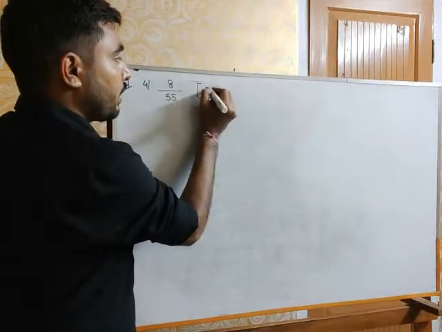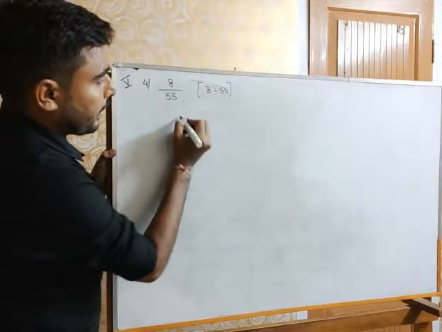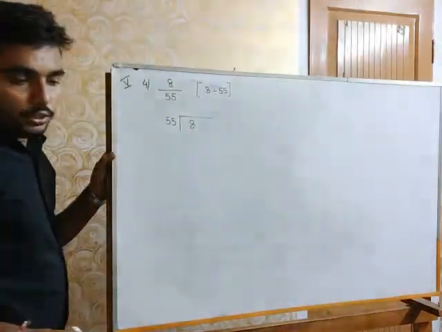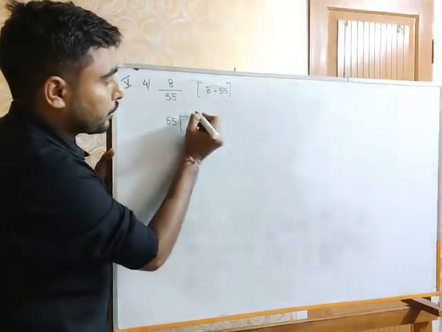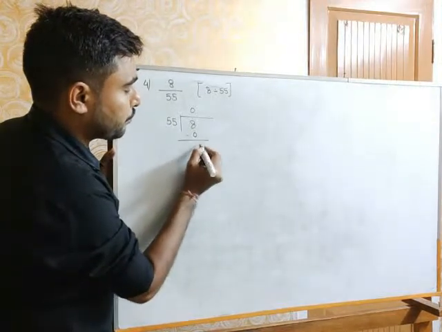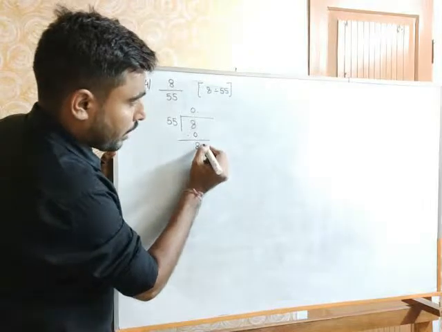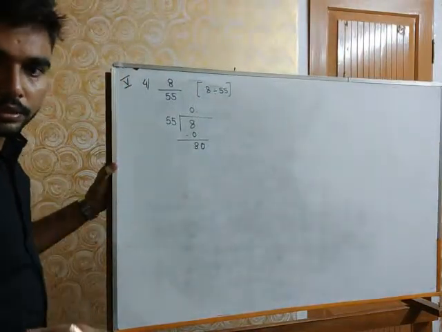8 by 15 means what? 8 will be divided by 15. So now let us divide 8 by 15. Here you can see in the table of 15, 8 won't appear. So 0 times 15 is 0, remains 8. Now I can take the decimal, and if I take the decimal, 1 0 can be taken at a time.